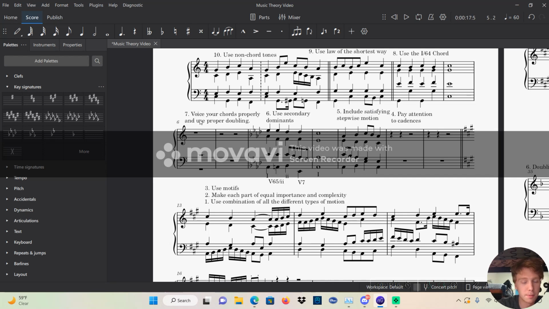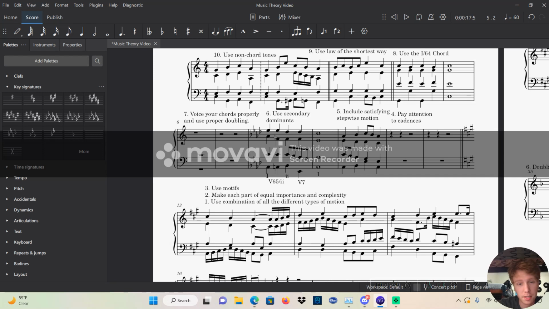That's pretty cool. Coming in at number seven, we got voice your chords properly and using proper doubling. This doesn't have an example because basically all these examples are going to have proper doubling and proper voicing because they're the correct examples, unlike the second half of the video. But yeah, just double the third when you're using a first inversion chord, double the fifth when you're using a second inversion chord. And that's just in general, you should. It's not a complete rule, but you should do it most of the time.